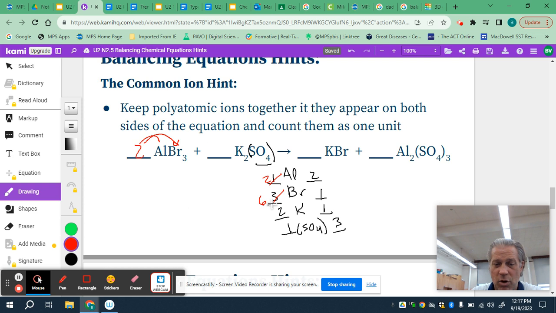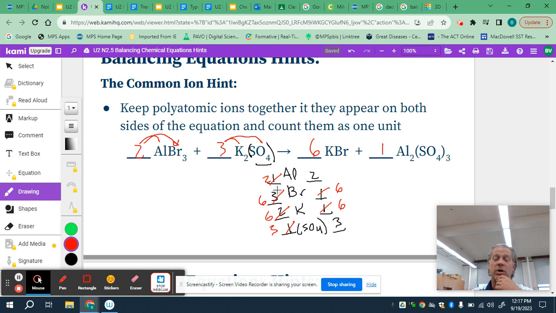So I have 6 bromines on the left side, so I'm going to put a 6 here to give me 6 bromines, but also 6 potassiums. Now, looking at this, my aluminums are balanced, 2 and 2. Bromines are balanced, 6 and 6. Potassiums are not balanced, 2 and 6. So I'm going to put a coefficient of 3 here, distribute to the K and also to the SO4. 3 times 2 is 6, and 3 times 1 is 3. So this one happens to be balanced like that.